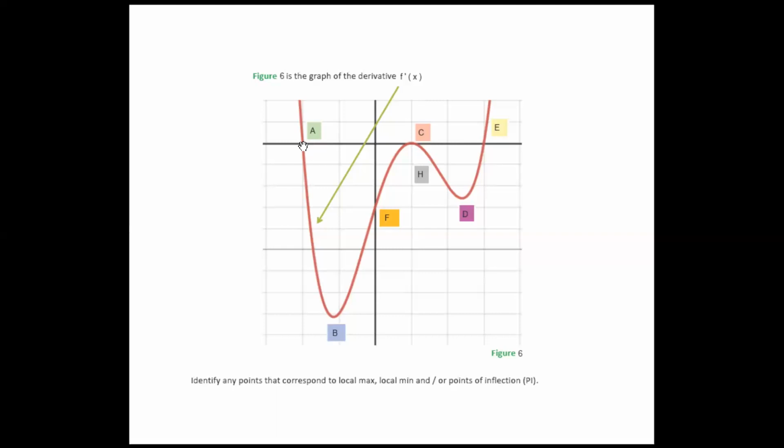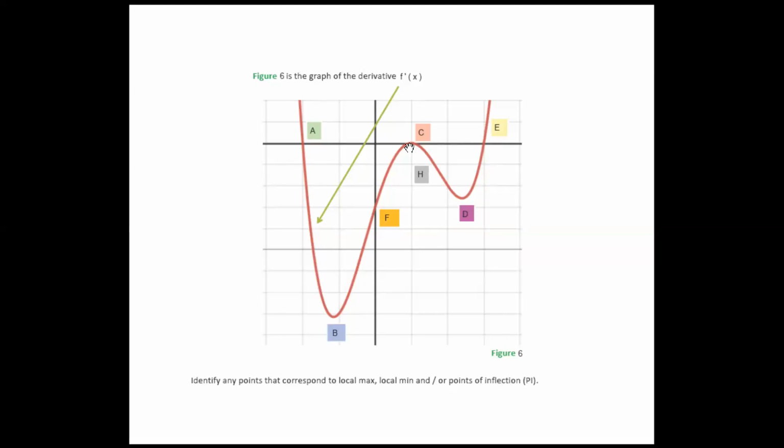Now, to the left of C, the graph is up above. To the right of C, it's below. So this thing is increasing till you get here, and it's decreasing after you pass here. So this is a relative max, okay? And likewise here, it's decreasing followed by increasing. So this is a relative min.